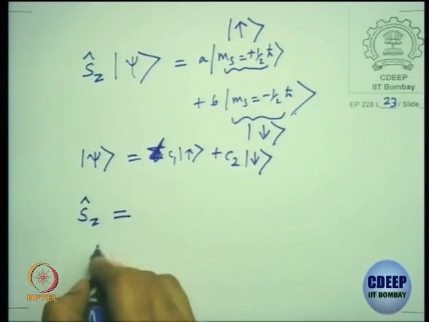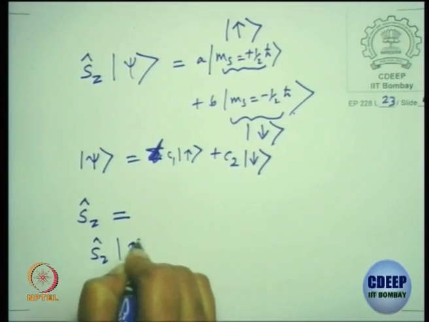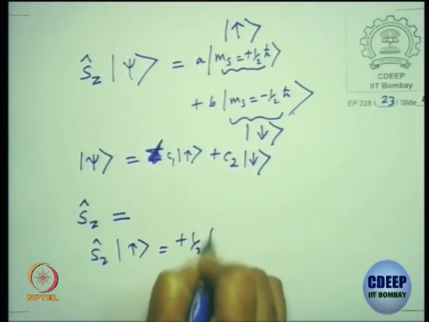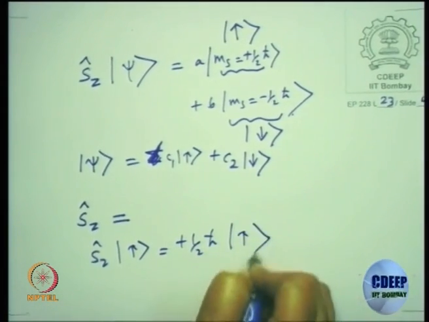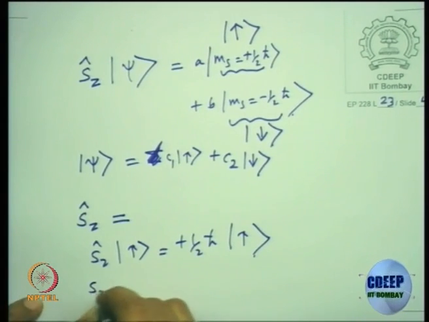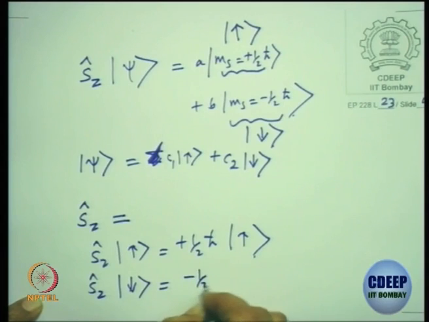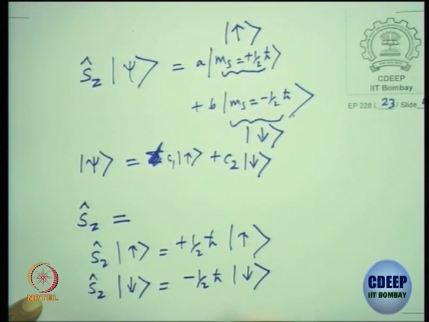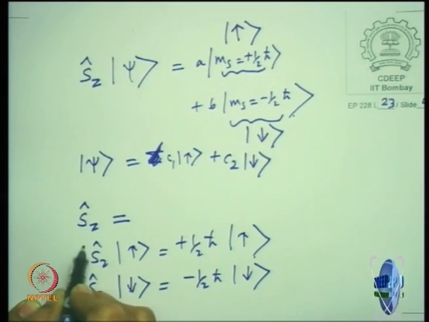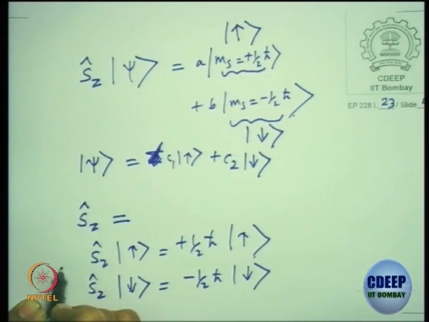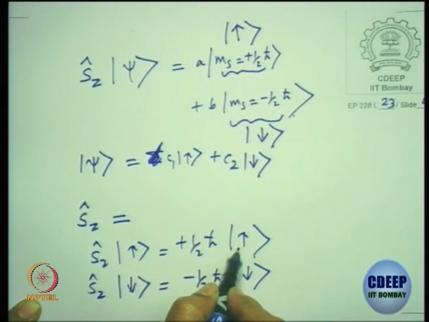Sz operator, Sz on up spin is plus half h cross up spin. Sz on down spin is minus half h cross down spin. Using these two, can we write the matrix operator? You can take the matrix element of this with up, that will give you non-zero. With down it will be 0.